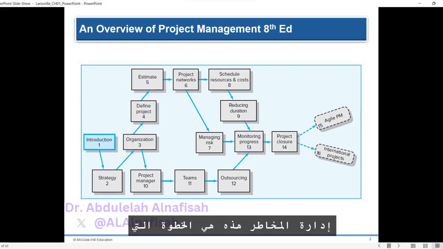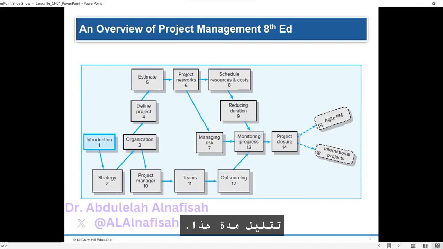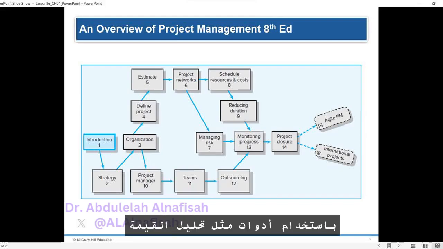Managing risk. This is the step where the project's risks are identified, analyzed, prioritized, and mitigated using tools like Risk Matrix or Risk Register. Reducing duration. This is the step where the project's duration is reduced by applying techniques like crashing, fast tracking, or agile methods. Monitoring progress. This is the step where the project's performance, quality, and changes are monitored, measured, and controlled using tools like earned value analysis or dashboards.